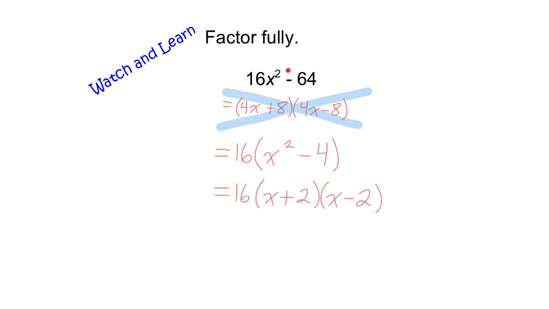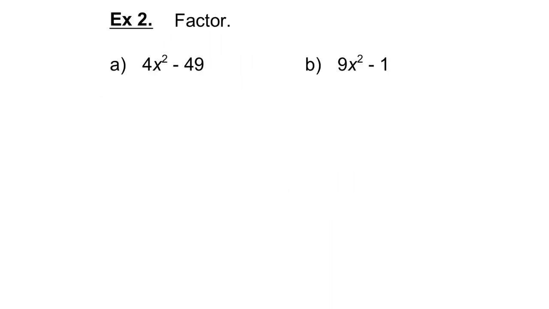Just because you see a minus sign and two square numbers doesn't necessarily mean you should just automatically jump to this part, because you always have to be on the lookout for greatest common factor so that we can factor fully. So now it's your turn. Factor these expressions fully. Pause the video and try it yourself. Did you get these? There was no greatest common factor in either of these, so this is what you should end up with. And if you didn't, and you're not sure what the problem is, you should pause the video and let me know before you move on.